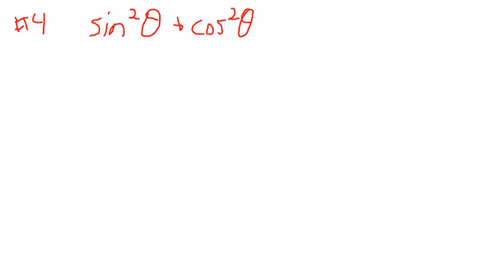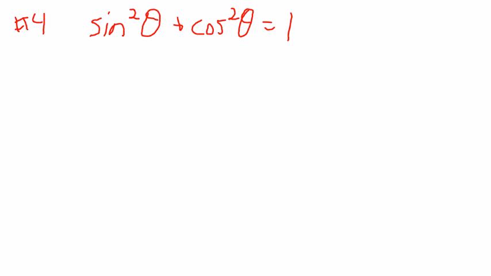Yep. Now, number 4 on your study guide. You want to prove the Pythagorean identity, which there's 2 that I told you are the most important. This is one of them. The other one you also have to prove. That's the next part of number 4. So sine squared theta plus cosine squared theta is equal to 1.